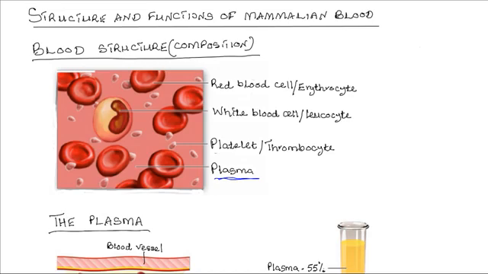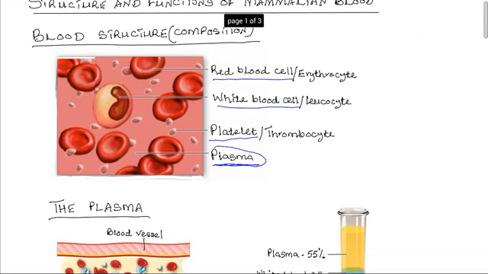So, the blood is a specialized tissue, as I mentioned, that is made up of pale yellow fluid known as plasma, and within this plasma there are suspended cells: red blood cells, white blood cells, and cellular fragments known as platelets. We start by looking at the plasma. Plasma consists of 90% water. In fact, 90% of the plasma is water, and the remaining 10% is made up of dissolved substances.